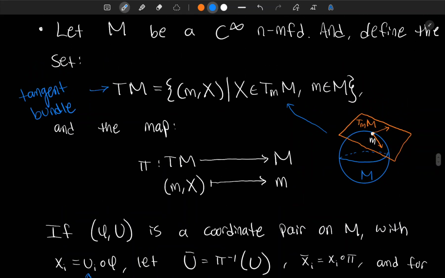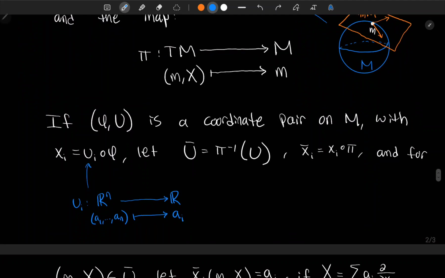So let us also define a map, pi, which is a projection. So it takes an element of the tangent bundle TM, some element (m, X), and it projects it onto the manifold. So it takes some element of the tangent bundle, and it projects it onto the manifold. So just the point that vector X is at on the manifold. So we forget about X altogether, and we just remember m.